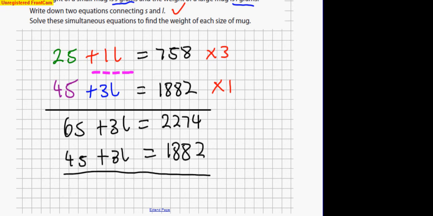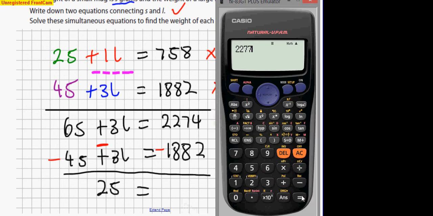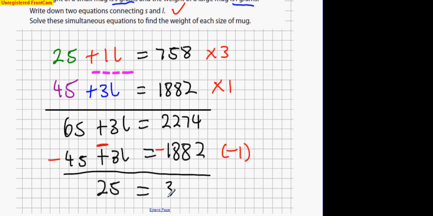So to make sure the L's disappear, we're going to change the sign of the second equation by multiplying it by -1. Minus 4S minus 3L equals minus 1,882. So what we're going to get next is 2 small mugs and 0. There's no large mugs left. This will equal 2,274 minus 1,882, and what you get here is 392.